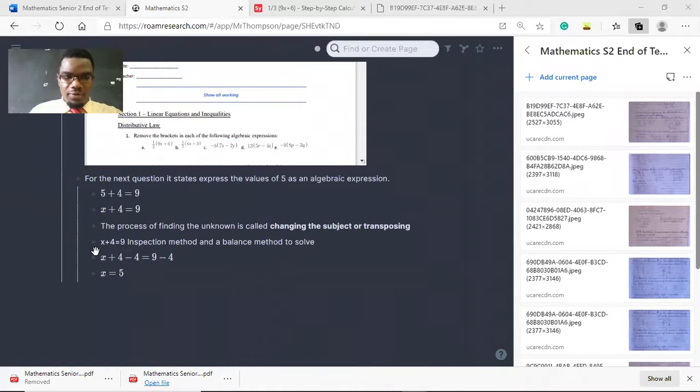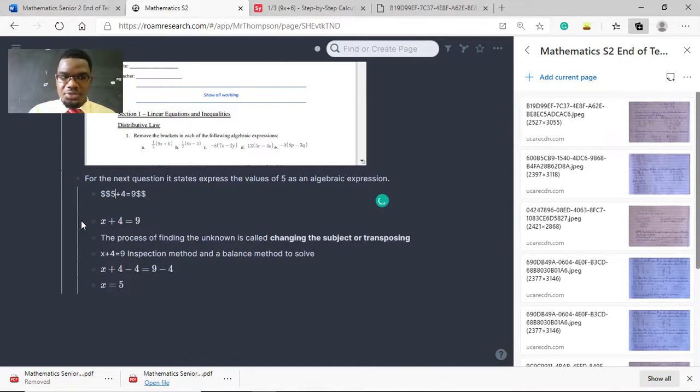So as I said before, you are just going to be doing the inspection, balance, or another method. You're going to tell me which method that is, right? Do the opposite of the positive 4, which is -4 on both sides, and you get the value x is equal to 5. We know that's true because the value that we had originally was 5.